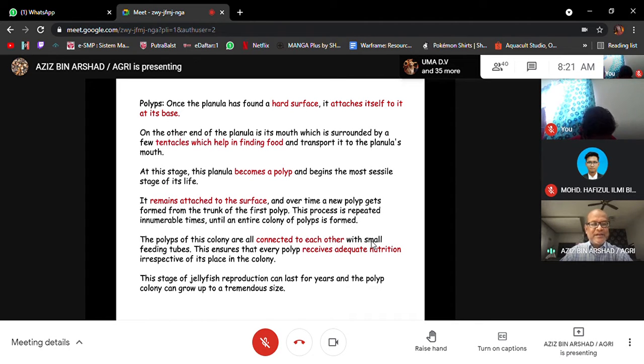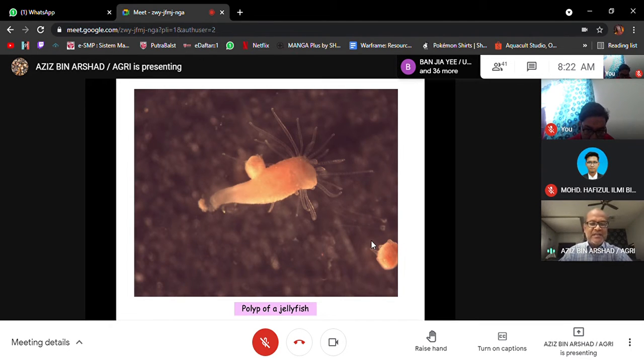At the stage of these polyps, they can be in the form of a colony, or they can be individual. In the case of a colony, they are all connected to one another through the feeding tube. This is to ensure that they are receiving enough nutrition in the colony. This stage of jellyfish reproduction can last for years, and polyps can grow up to tremendous size. The jellyfish polyp is going to be like that.